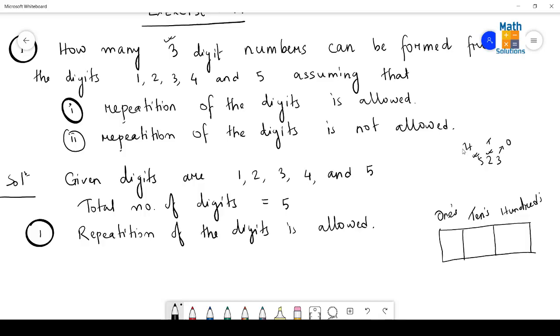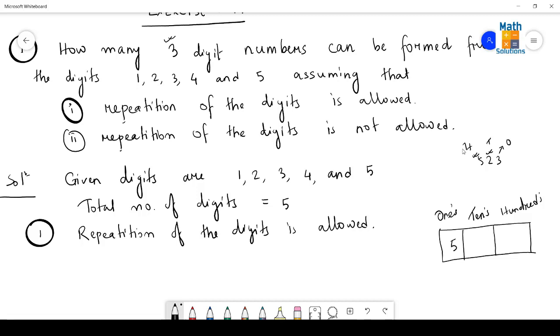Now we already have 5 digits in our hand. So for ones place we can put any one of these digits. Yes or no? If we choose any one of these digits, so how many options do we have for choosing the digits? Of course 5 options are there. Yes or no? 5 digits, so 5 options. So I shall be writing here 5.